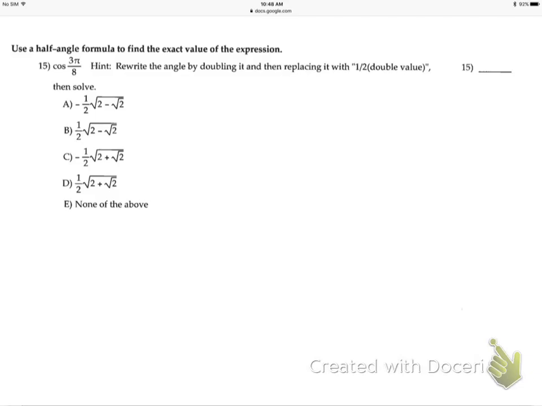So number 15, cosine 3 pi over 8. All right, let's take 3 pi over 8 and change it. Make that 180 over 8. So this is by hand work, isn't it? That's a pain. So I guess I got to do it by hand.